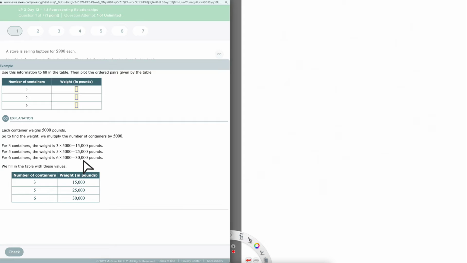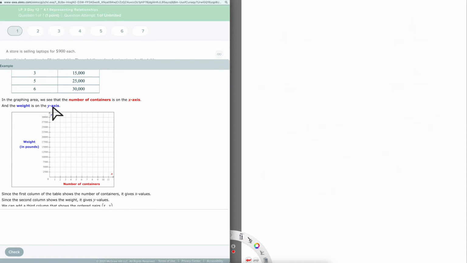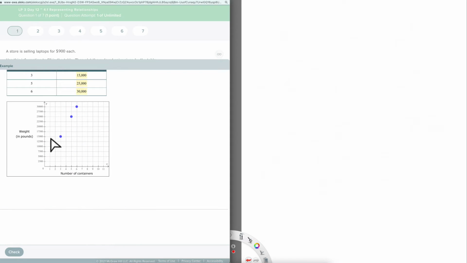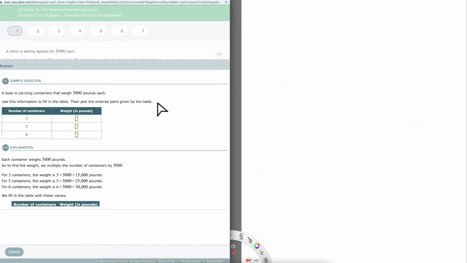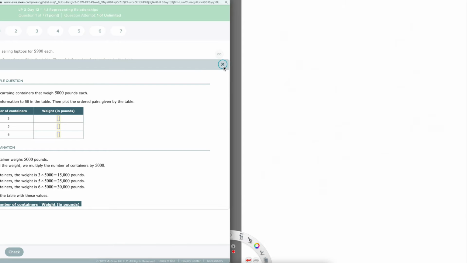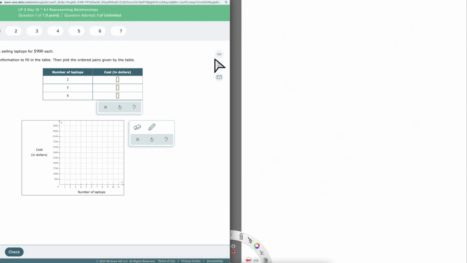So we type these in, that's what they're asking us to fill in, and then we're going to plot these on the coordinate plane here so that we can actually see the relationship between these two numbers, between the number of containers and the weight. So if we scroll down, we can kind of see this is a very linear relationship, meaning it's in a line. As the number of containers goes up, so does the weight, and it goes up by a certain amount each time. It's going to go up by 5,000 every time I add a container. That's the relationship here. So once I understand this and I know, okay, this is what they want me to do, this is how I work this out, then I can close that and I can click on example again if I want another one.